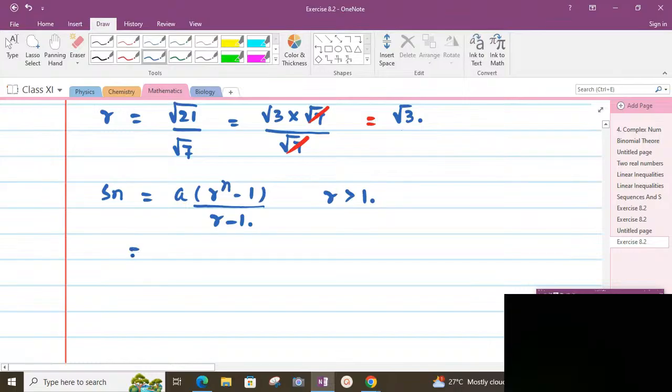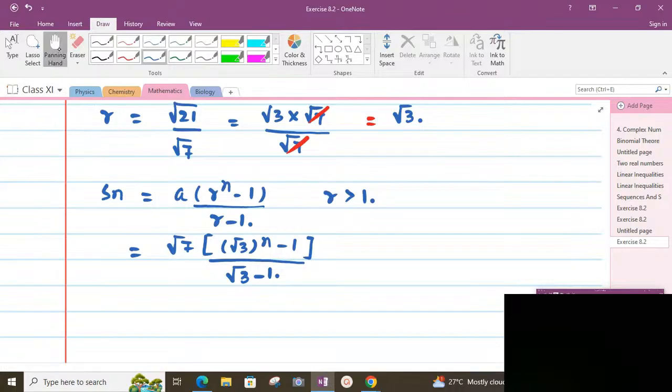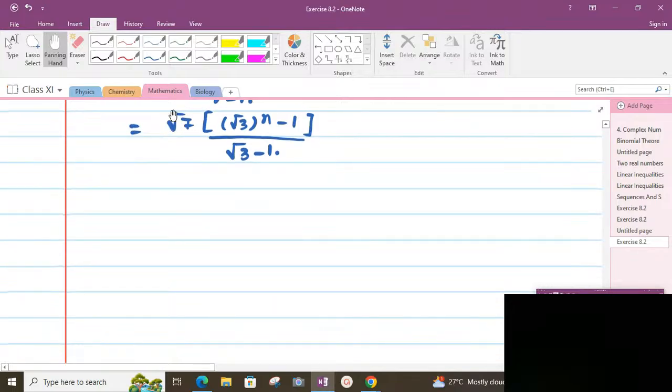So now putting the value of a, the value of a is √7, and the value of r is √3. So Sn is √7 into √3 to the power n minus 1 by √3 minus 1. Now we rationalize the denominator. Therefore we multiplied numerator and denominator by √3 plus 1.